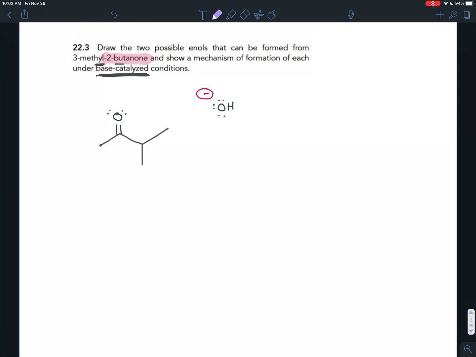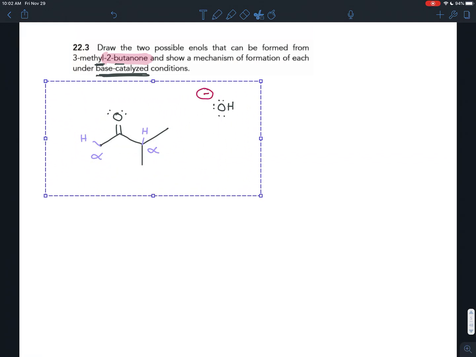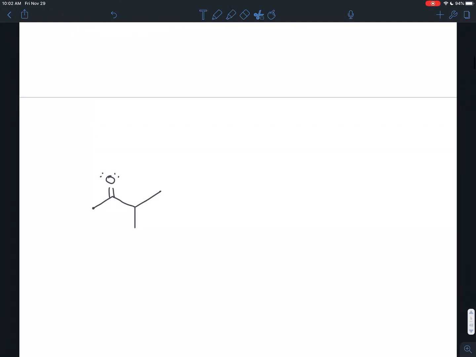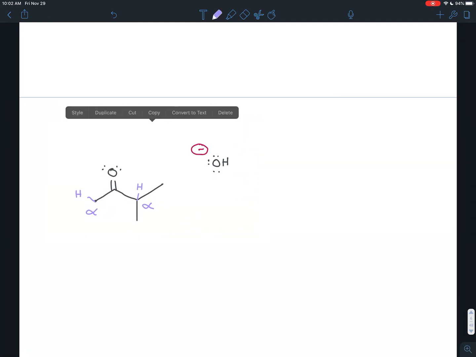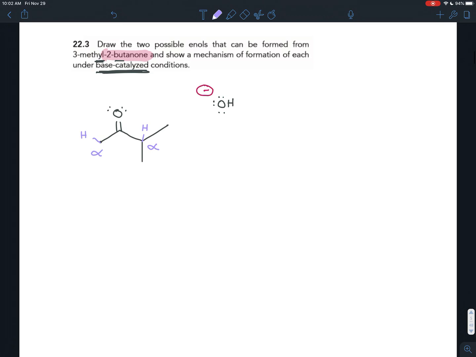Now there's one on both of the alpha carbons. Remember that the carbonyl carbon is the carbonyl carbon, and the carbons next to it are the alpha carbons. So we have 2 alpha carbons here. Both of these have at least 1 hydrogen. So those are 2 possibilities. And actually, let me do that. Okay. So the reason why you can get 2 possible enols is because you have 2 possible alpha hydrogens.